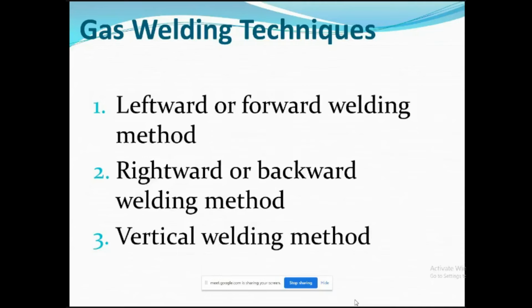Different gas welding techniques are generally deployed whenever we have to do welding processes. There are three major types of gas welding techniques. The first one is the left hand or forward welding method, the second is the right hand or backward welding technique, and the third one is the vertical welding method. In these three ways we do gas welding with different engineering appliances.